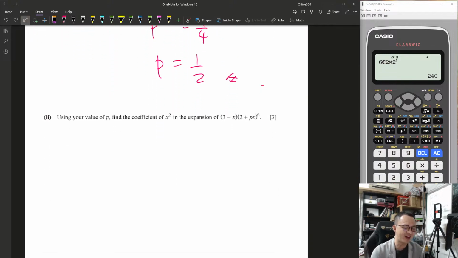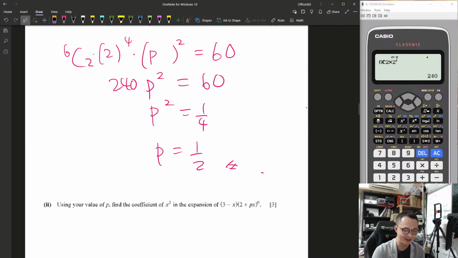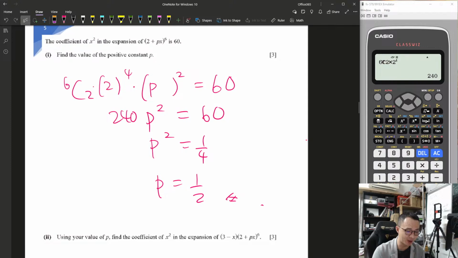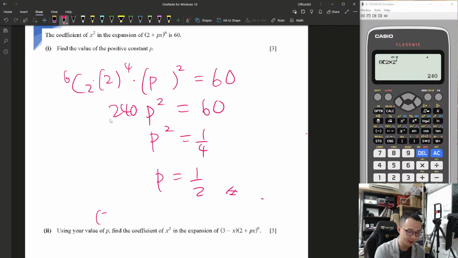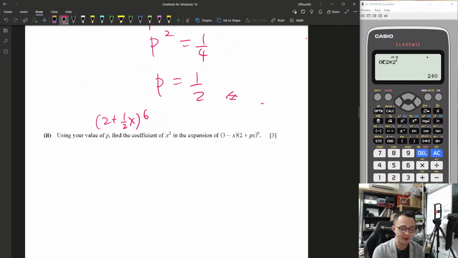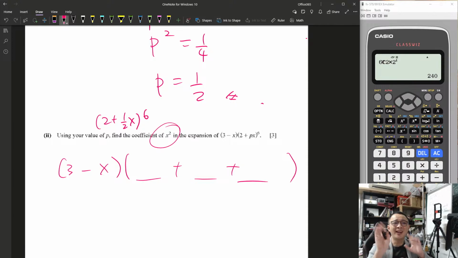Okay, using the value of p, which is 1 over 2, find the coefficient of x squared in this expansion. So p is 1 over 2, I will just insert it into here: (2 plus 1 over 2 x) to the power 6. They want to expand this one and get x squared. So (3 minus x) times the expansion. And here must have some term plus some term plus some term. I don't care what the terms are. I care about what coefficient I want to find here. I want to find the coefficient of x squared.